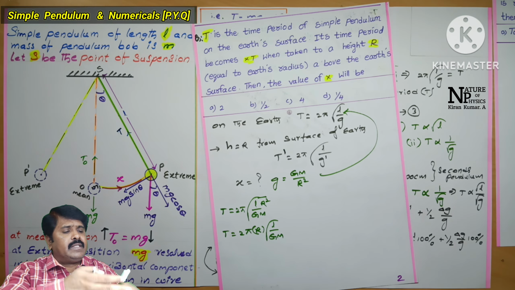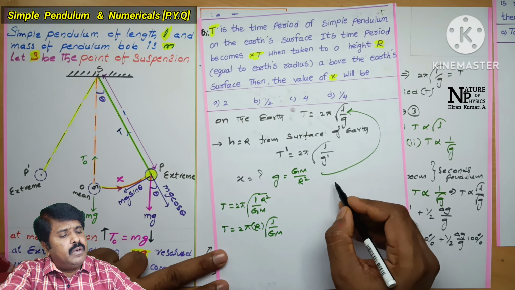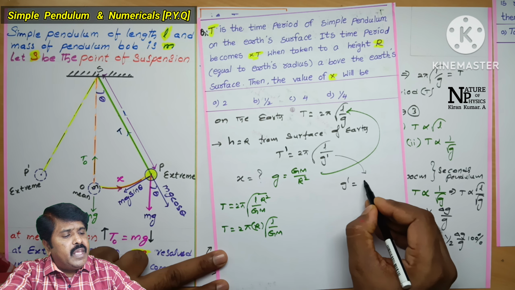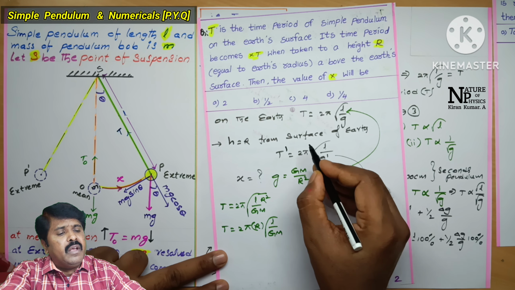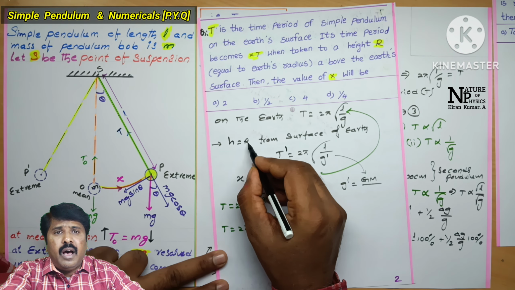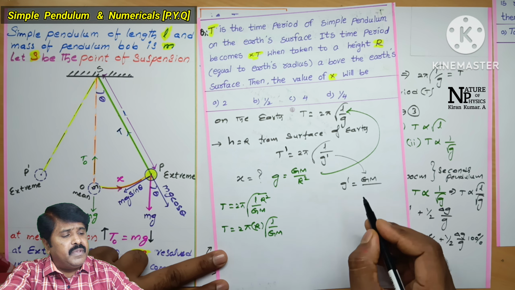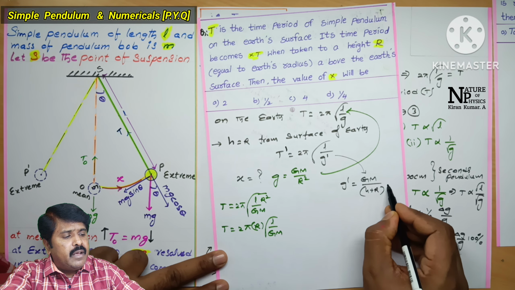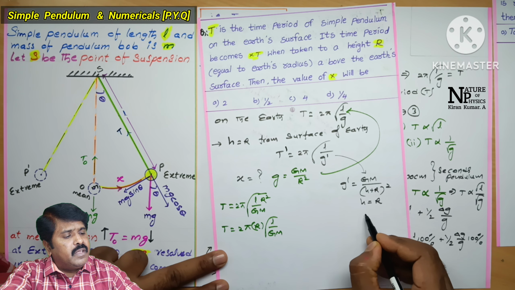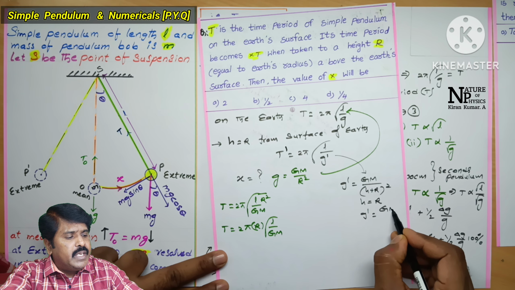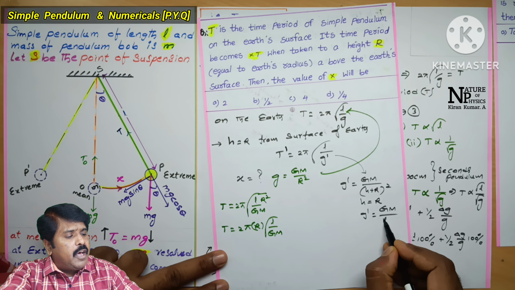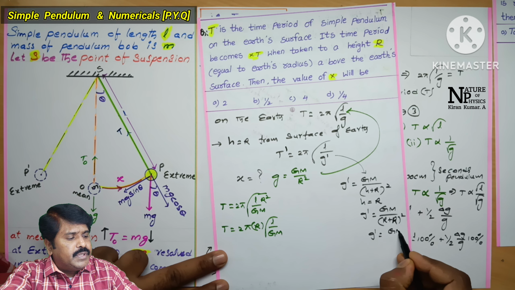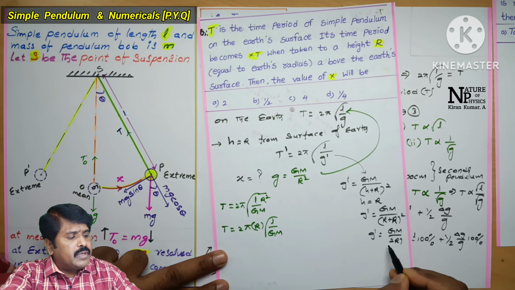For the second condition, g dash will change. So g dash is equal to GM divided by the square of the distance, since it is at a height equal to the radius of the earth. I can write that as (h plus R) whole square, but h is equal to R as given in the question. So g dash is equal to GM divided by (R plus R) whole square, that is g dash is equal to GM by 4R square.